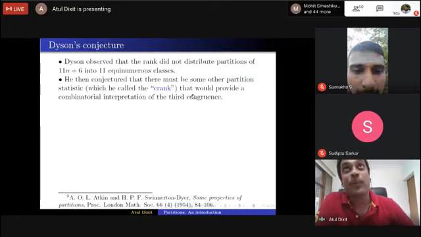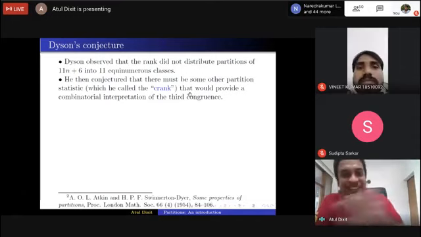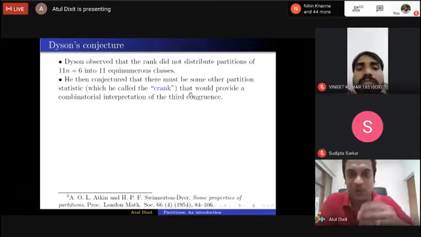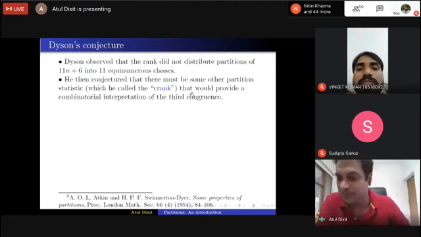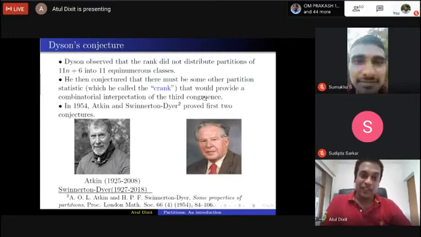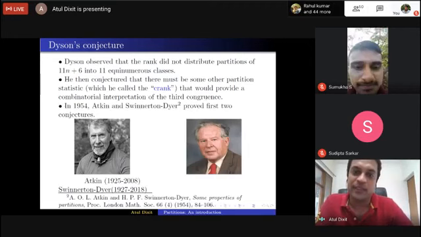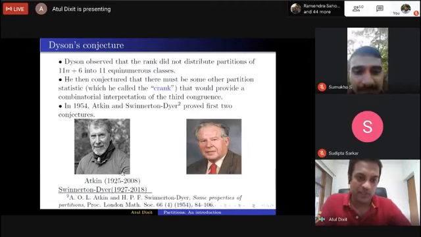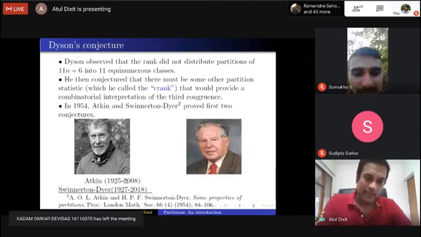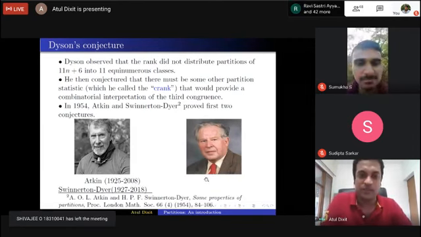His last paper on partitions, I believe, was in 2012. So you see the span of his work. I'm sure in physics, as well as in mathematics, he published until he died in 2020. So Dyson's conjectures were proved by Atkin and Swinnerton-Dyer, two English mathematicians. Atkin died in 2008, whereas Swinnerton-Dyer died recently in 2018.